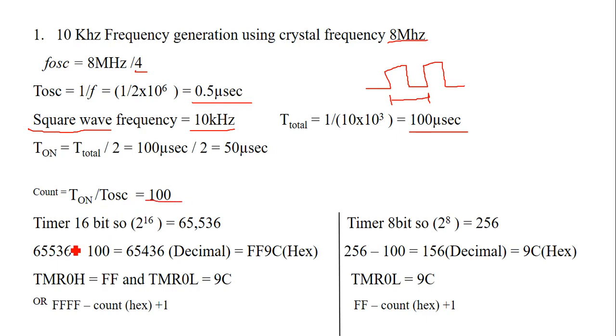If you go for the 16-bit timer, the 16-bit timer gives 2 raised to 16 combinations, that's why 65,536.